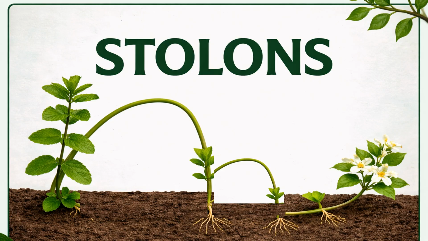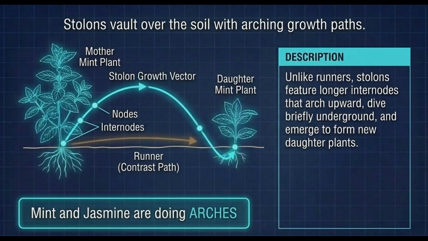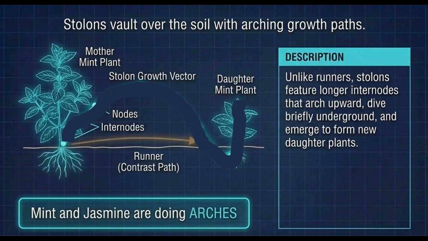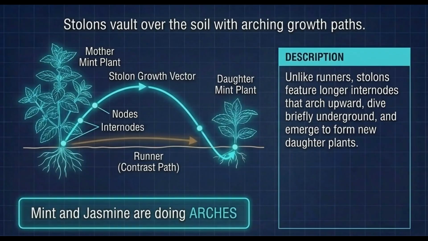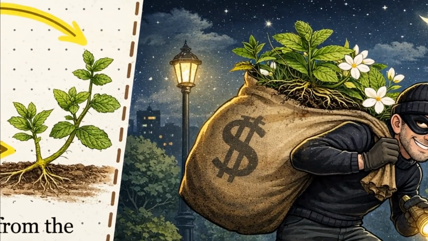Next up in our story, we meet the Stolons. Think of mint or jasmine. Now, they don't just run flat, they're a little more dramatic. They send out a branch that makes this cool little arch, up and then back down, sometimes even dipping briefly under the ground before it pops up as a new plant. So Stolons arch. These examples can be easily remembered by thinking mint and jasmine were stolen.